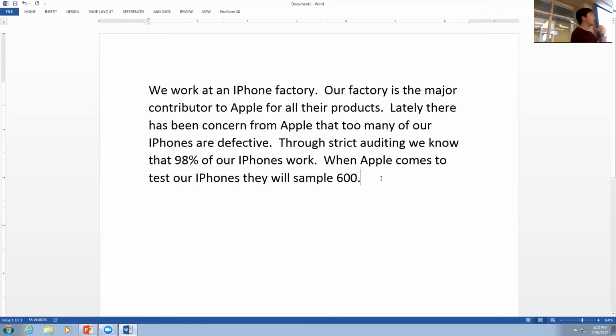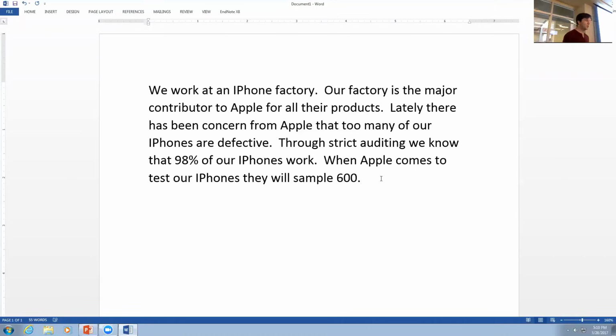So let's look at what's going on right here. When Apple tests our phone, what are they going to do? What's going to be the result? What data are they going to collect? They're going to collect, you said it, categorical. They're going to figure out if it was defective or not defective. Does everyone see how that is categorical? Defective, not defective. So that automatically should clue you in on some of the stuff we're going to be doing here.